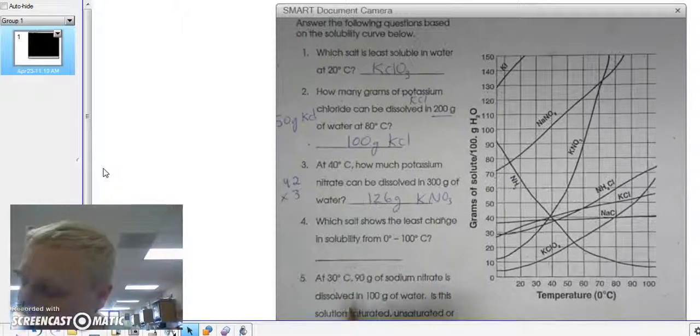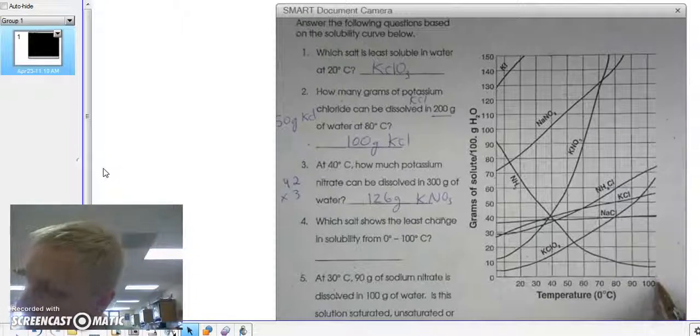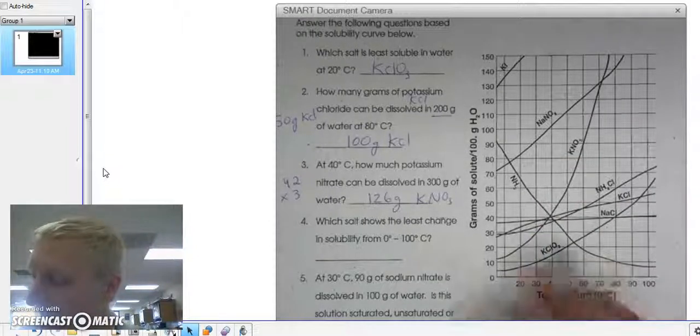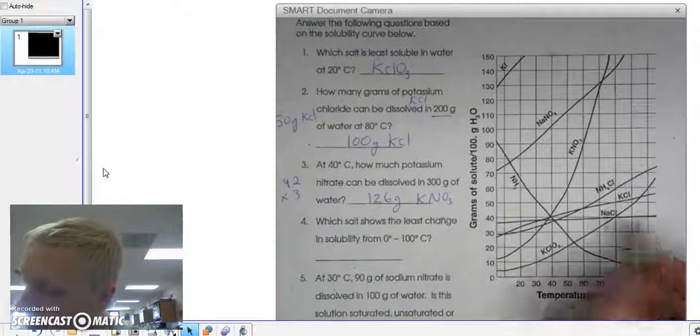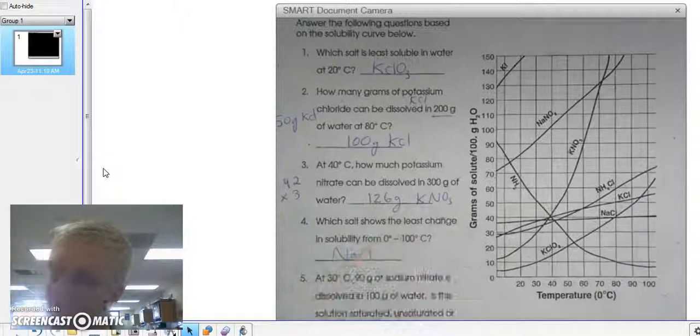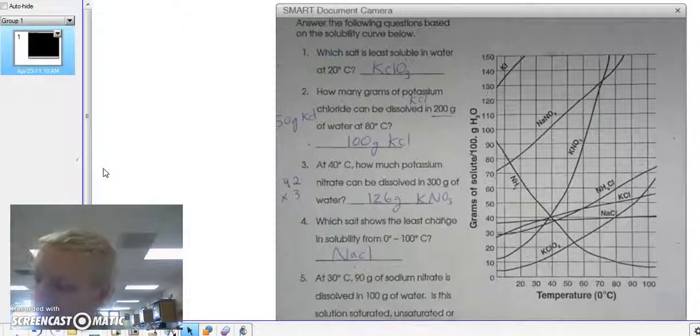Number 4. Which salt shows the least change in solubility from 0 to 100? From 0 to 100, the one that hardly goes up and down at all looks like it's NaCl, the flat one. So that is NaCl for our answer.